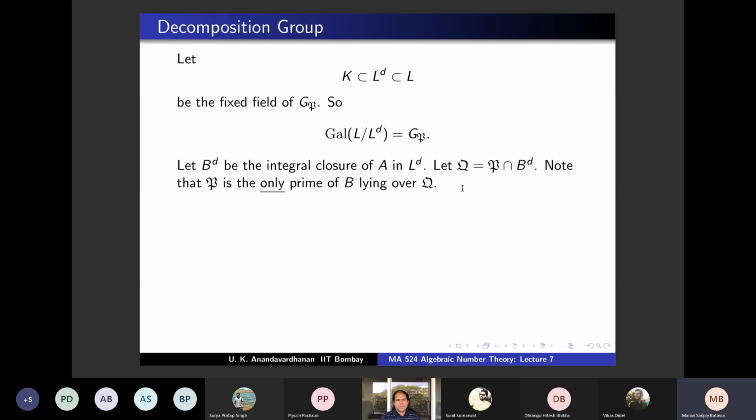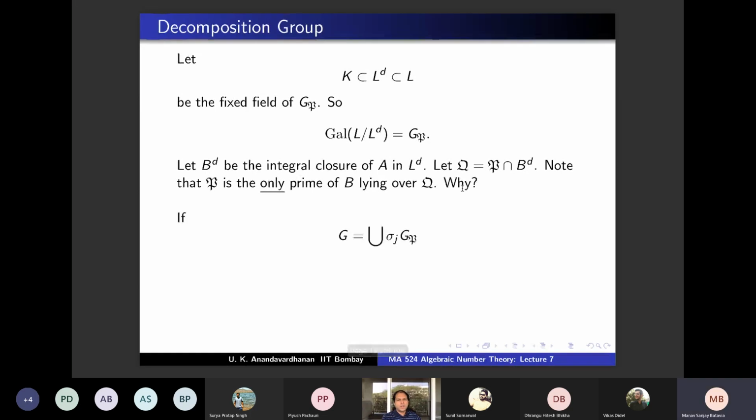Because sigma of P was equal to P, right? Correct. So anything else has to be a Galois conjugate. But what is the Galois group? The Galois group is GP. And GP by definition is any sigma in GP, sigma P is P. So there is no other Galois conjugate possible. So this is the only prime.